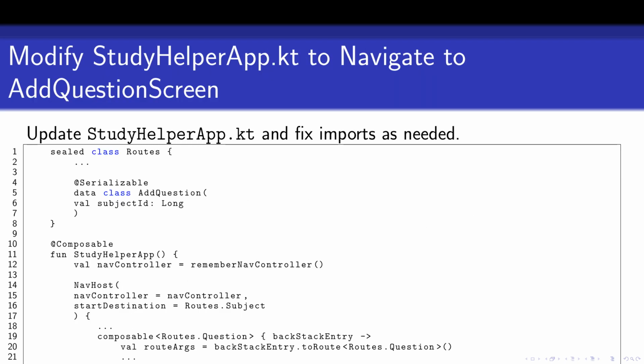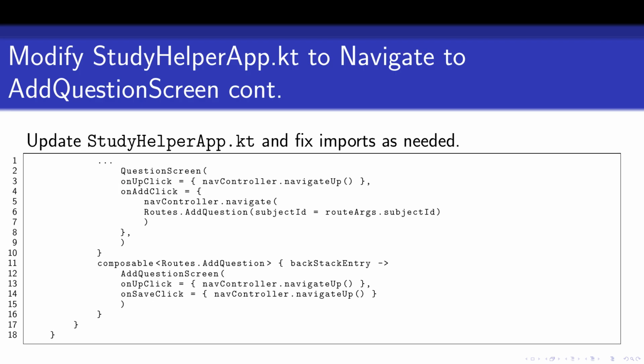Inside StudyHelperApp.kt, we update the navigation graph to include the Add Question route. We define a sealed data class under routes for it, then configure the nav host with a new composable that renders the Add Question screen. We also configure the question screen route so that when a user clicks the Add button, it navigates to Add Question, passing the current subject ID. This completes the navigation link from viewing to creating questions.